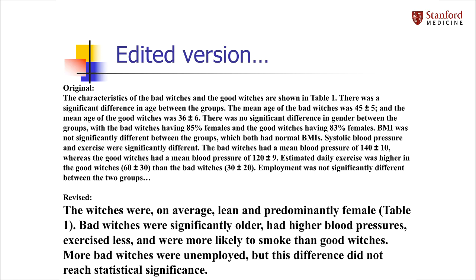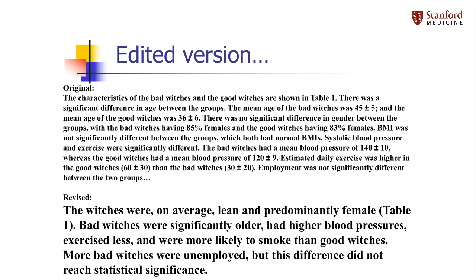Then I just go through the high-level comparison of the two groups. Bad witches were significantly older, had higher blood pressure, exercised less, and were more likely to smoke than good witches. More bad witches were unemployed, but this difference did not reach statistical significance. Notice that I didn't present any numbers. The key here is to point out how the two groups differ at a high level. The reader can refer to the table for specific numbers.